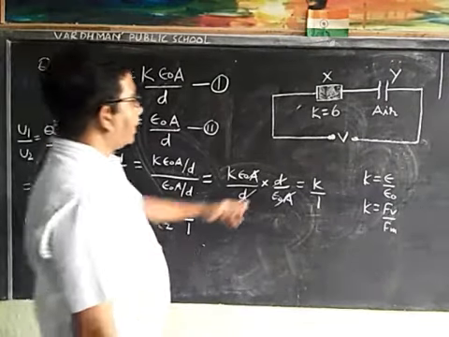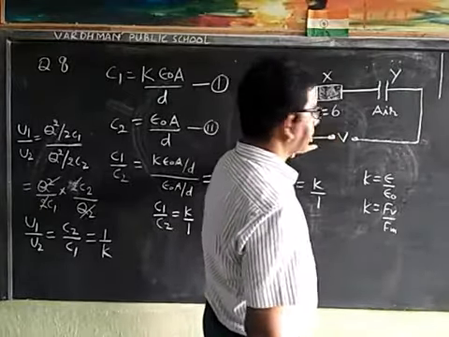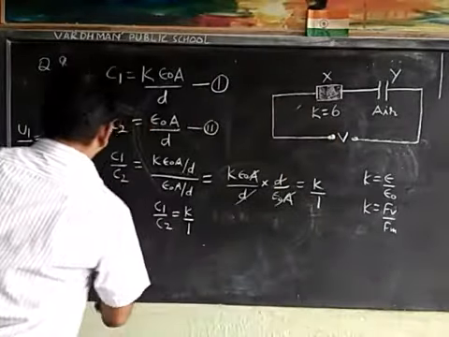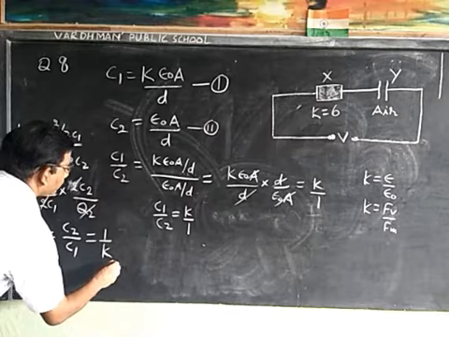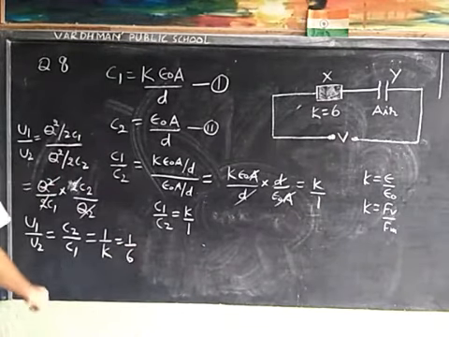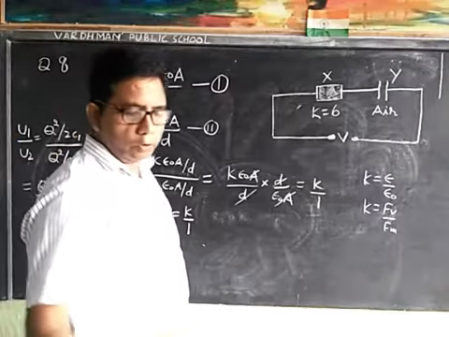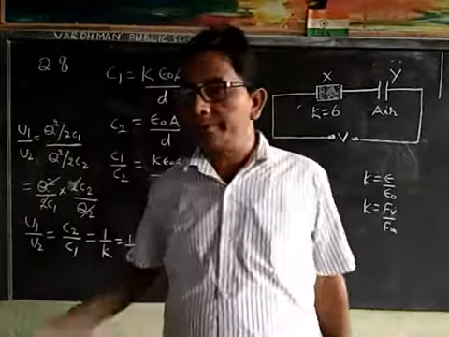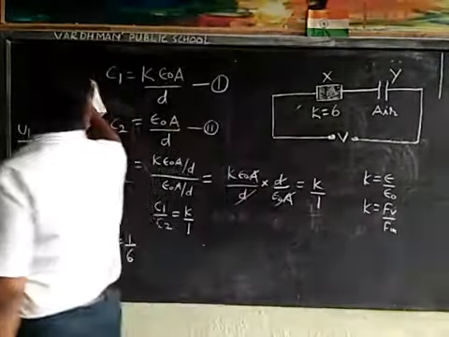And what is the value of the dielectric constant? 6. Then it becomes 1 upon 6. Now we will solve the next question, the next numerical, 9.